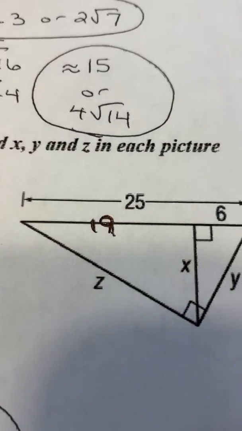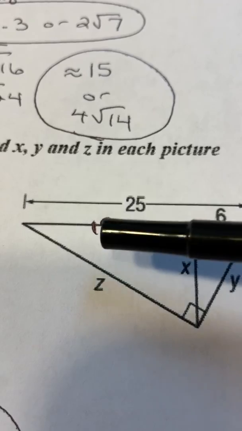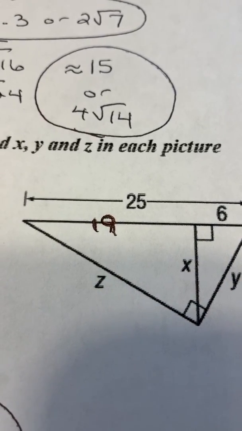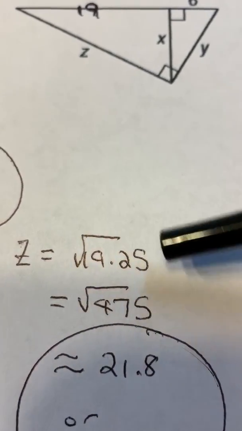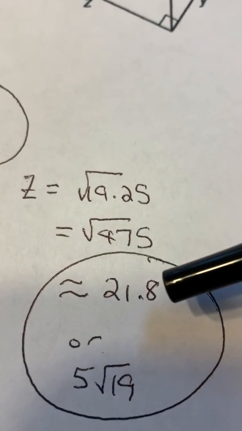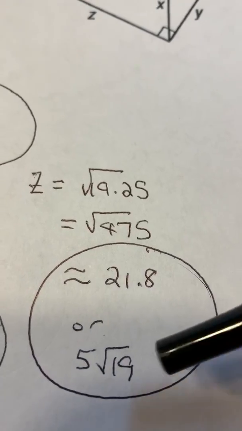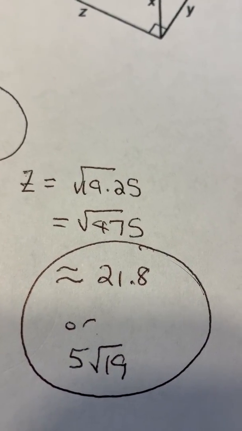Let's go back up to look for z. For z, the connection is 19 and 25. Numbers are getting bigger, but that's all right. No big deal. 19 and 25 is 475. By calculator, approximately 21.8. By hand, 5 root 19.